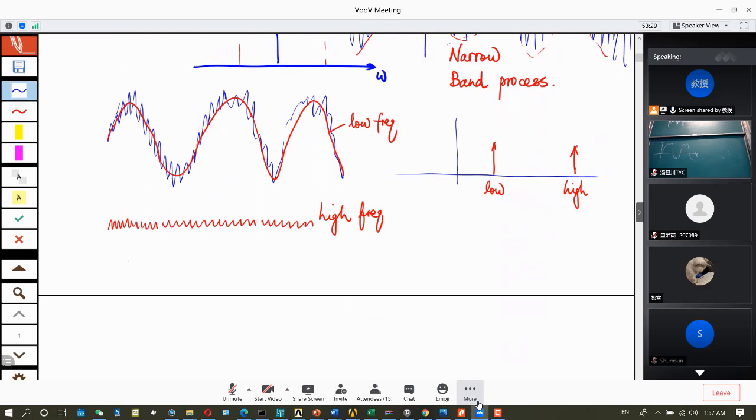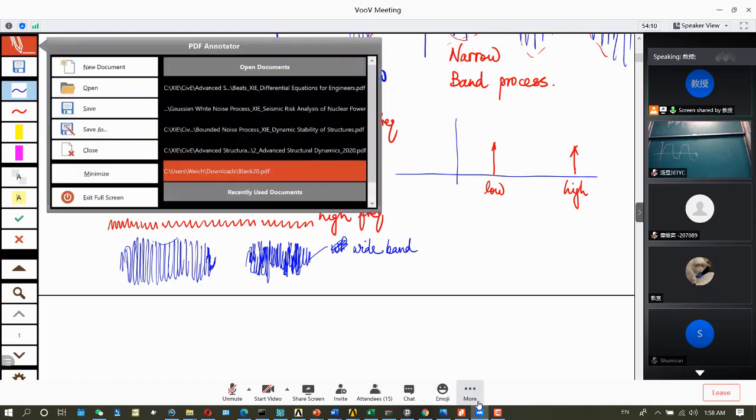It should have all frequency. Okay, so that's low, that's medium, and then out of medium you have a lot of these. So something like this would be a wideband process. Okay, I will show you in another simulation.